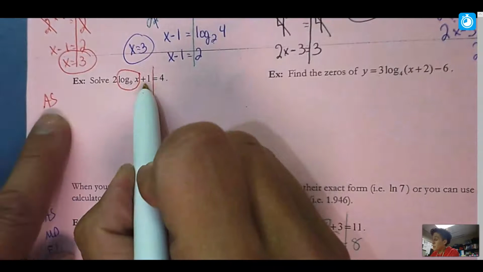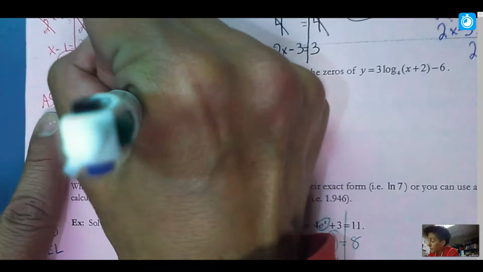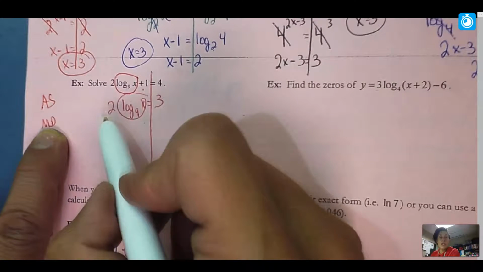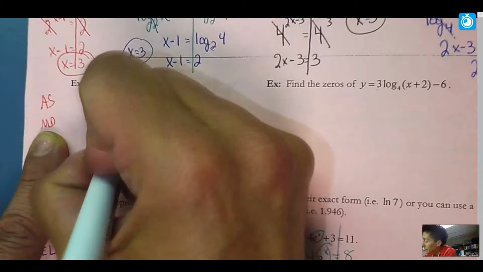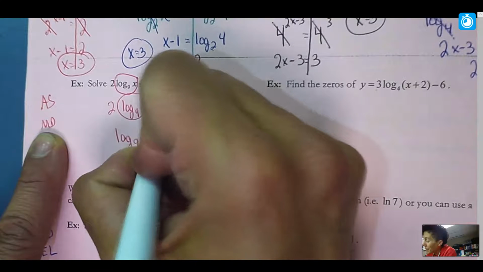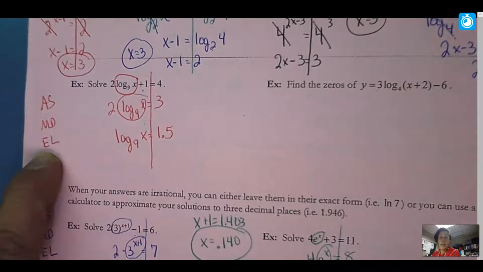So I'm going to move my addition subtraction, so I'm going to subtract 1, and that gives me 3. Keep that circled, and now I'm going to move my multiplication division. I'm going to divide by 2, which I'm just going to make the decimal 1 1/2. 3 halves is 1 1/2. And now to undo the log, I'm going to make an exponent.